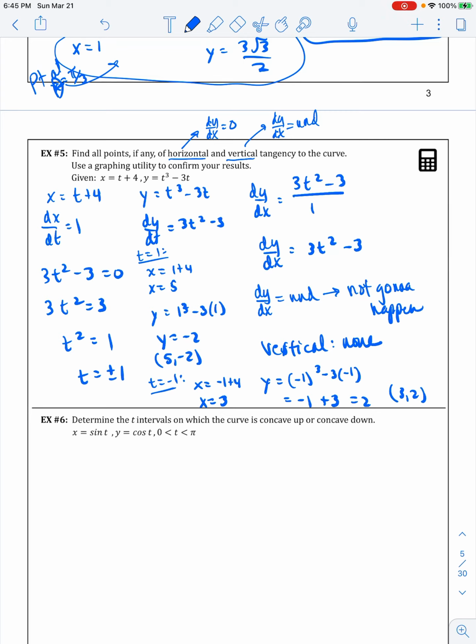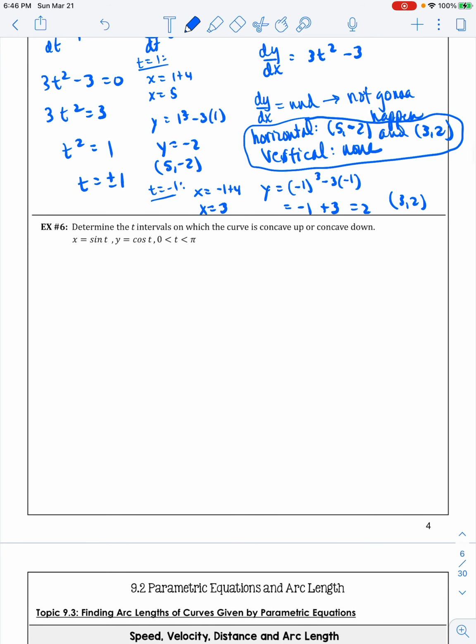So I said vertical: none. Horizontal would be at the points (5, -2) and (3, 2). That's where your horizontal tangents are, and there were no vertical tangents.